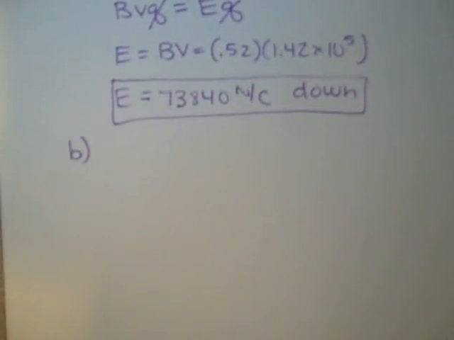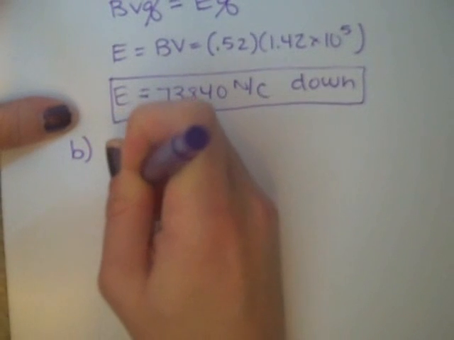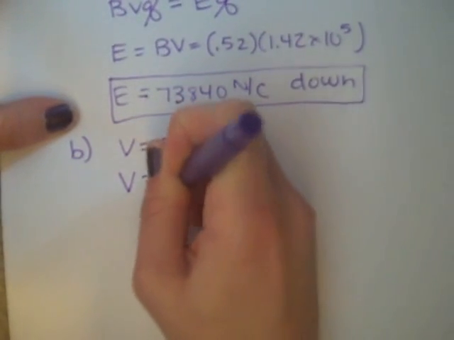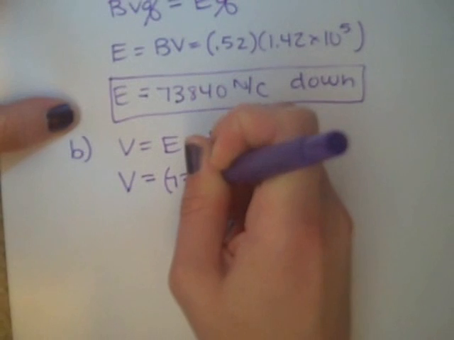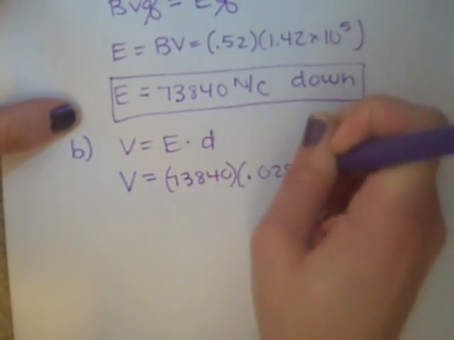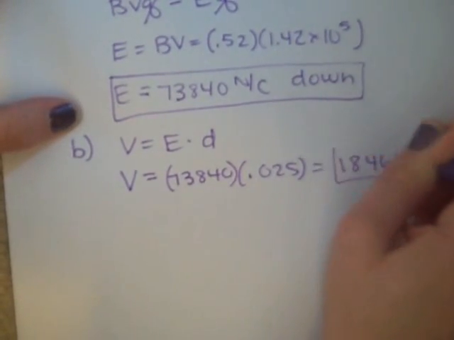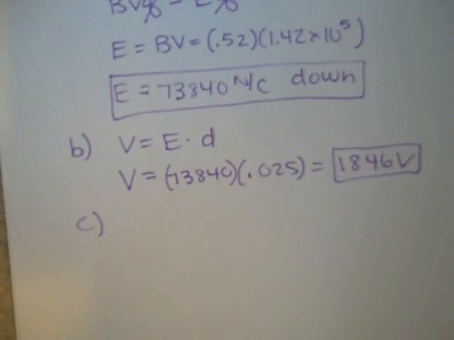Part B then wants to know, suppose the electric field was produced by a plate separation of 2.5 meters. What is the potential difference between the plates? And for that, you can use V equals E times D, where we are solving for the electric potential. We know the electric field from above is 73,840, and the distance between your plates is 0.025 meters, and you get 1,846 volts as your answer.